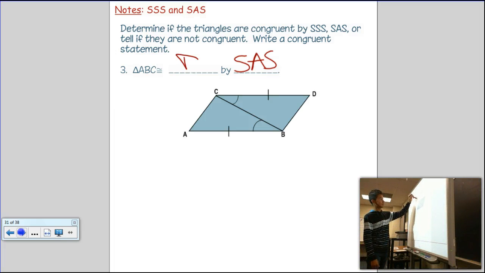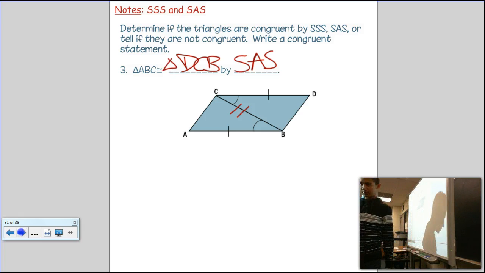What did you add to your picture? Can you add it to some people don't know? There you go. All right. Triangle ABC, triangle DCB. Oh, that was perfect. That is the correct answer. Triangle ABC is congruent to triangle DCB by side, angle, side.